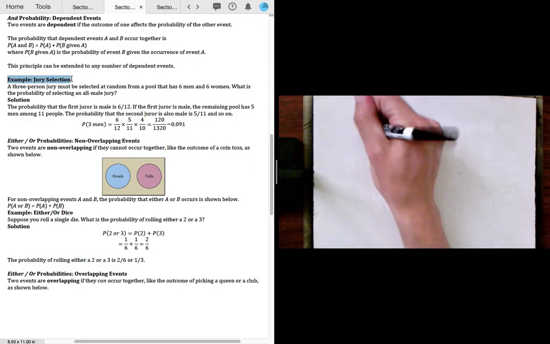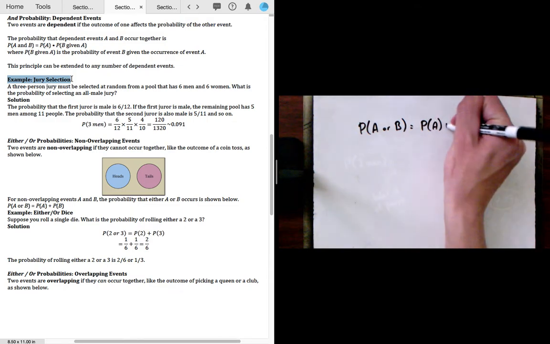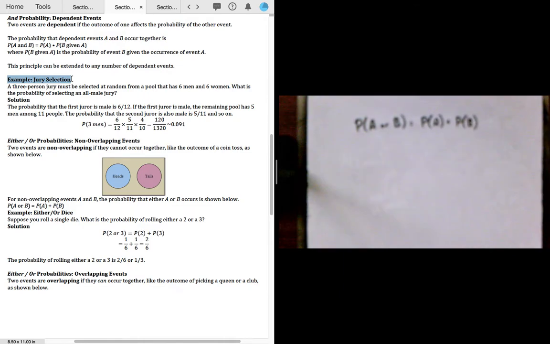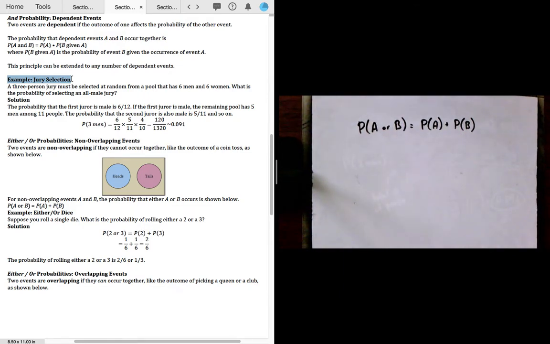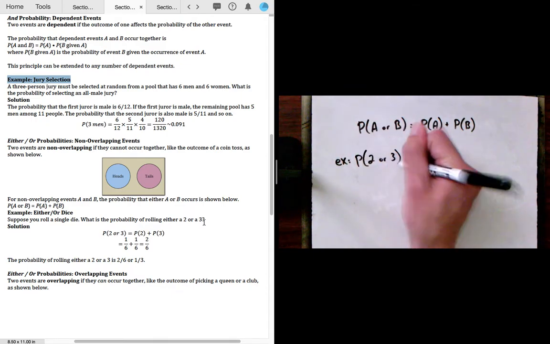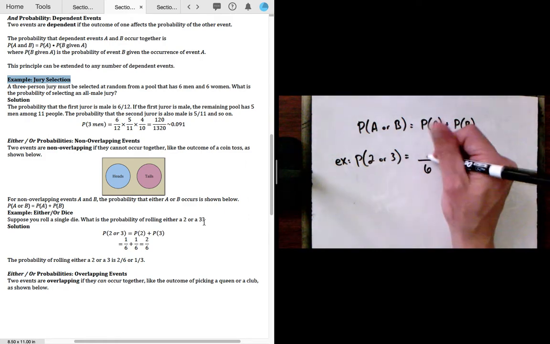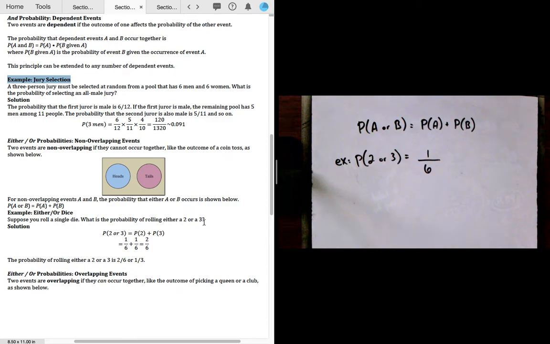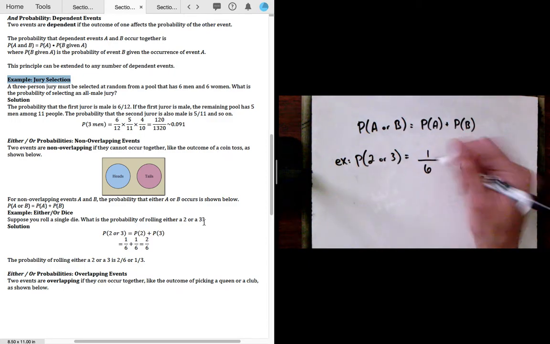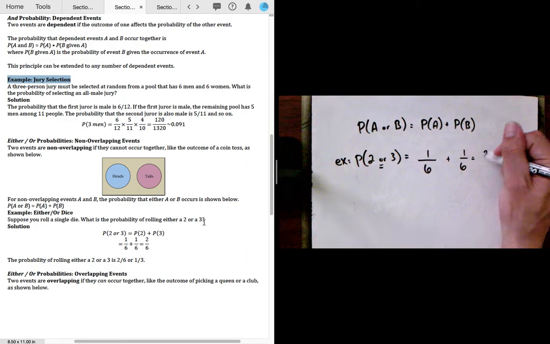For non-overlapping events, the probability of A or B is simply just the probability of A plus the probability of B. The example here says, suppose you roll a single die, what's the probability of rolling either a 2 or a 3? Because we're rolling a single die, the denominator is going to be 6, and there's only one way of rolling a 2, so we would have a 1 out of 6 chance of rolling a 2. We also have a 1 out of 6 chance of rolling a 3. Remember, the key word in here is or. This is not an and probability. This is an or. We want either one or the other to happen. And so we add 1 over 6 plus 1 over 6 is 2 over 6, or 1/3.